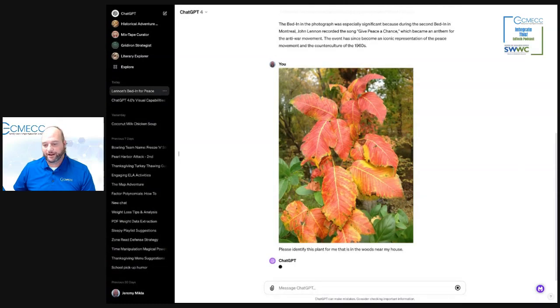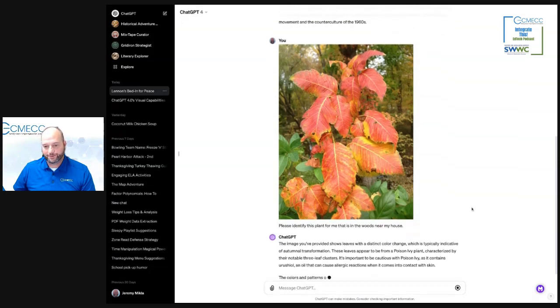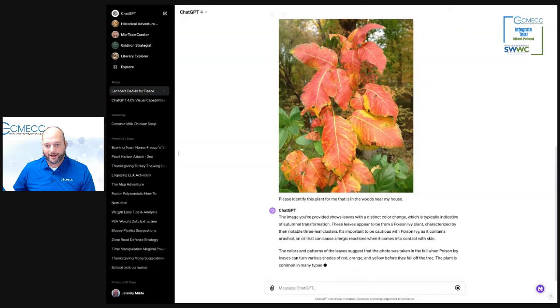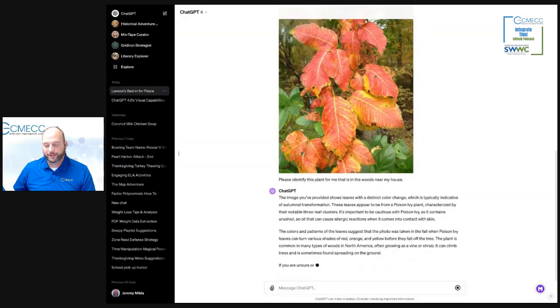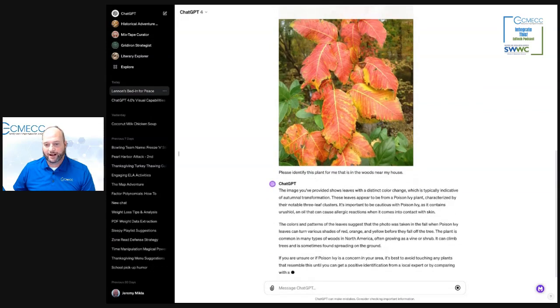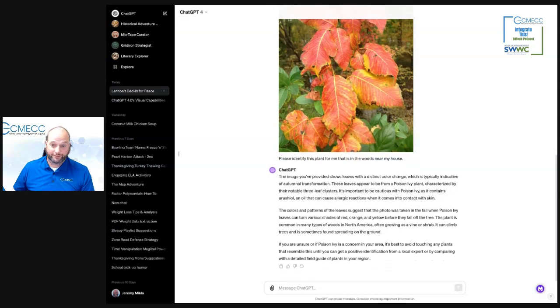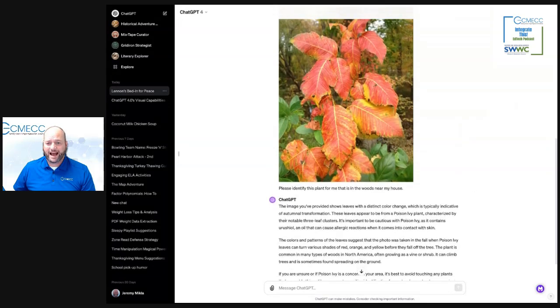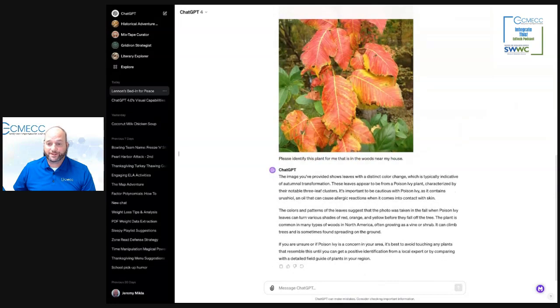And sometimes you have to just be a little patient, but it's going to come up here soon. All right, let's see how it did. The image you provided with the leaves of a distinct color, it is definitely something maybe in the fall that you would find. And this does happen to be poison ivy. It's a picture of poison ivy leaves. Maybe not how we typically think that we see them. We usually see them when they're green, not necessarily with this vibrant red and orange colors to it.